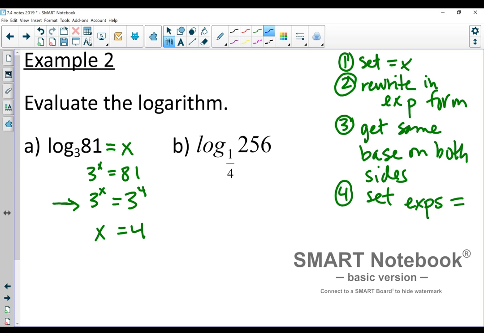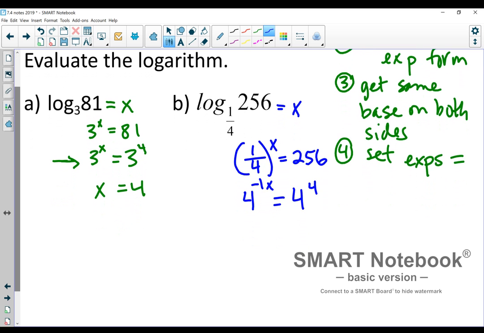For B, I am going to do the same steps. First, I'm going to make it equal to x and then rewrite in exponential form. 1/4 raised to the x power equals 256. And then I want to make it so that there's the same base on both sides. I'm thinking instead of 1/4, it would be better as a 4. Since the 4 is in the denominator, that would be a negative 1 power, and there's already an x there, so power to a power would be negative 1x. 256 is 4 to the 4th. And now I can make my exponents equal. Negative 1x equals 4. Divide by negative 1. x equals negative 4.